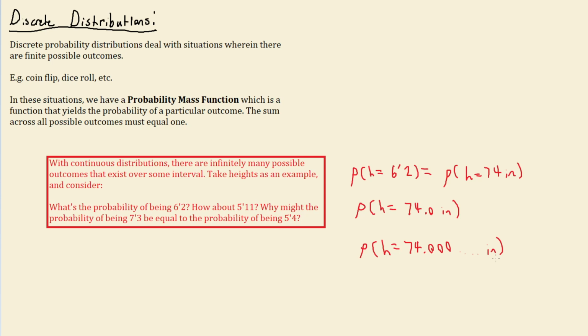And so when we're dealing with continuous distributions, and we're asked what is the probability of your height being equal to 6'2", this is the situation we're talking about. We're talking about infinite precision. The probability of being 6'2" with an infinite amount of precision is exactly the same as the probability of being 5'11", or 5'9", or 7'3", or 5'4", and the probability is 0. It is statistically impossible to be exactly that height.